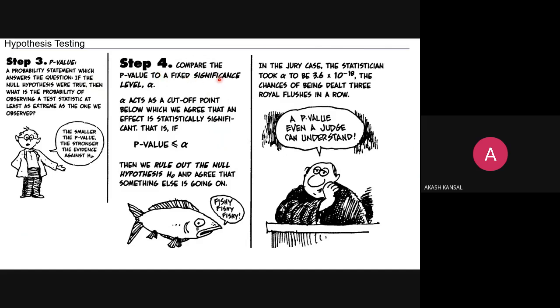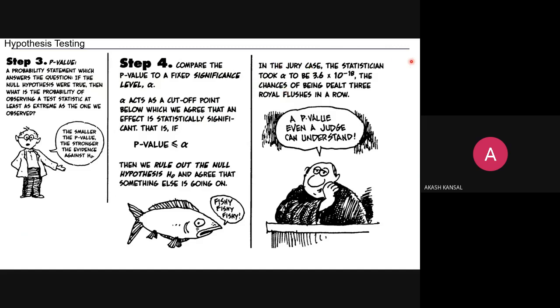The next step is to compare the p-value to a fixed significance level. This is important: the fixed significance level alpha. It is something that is already defined, and it acts as a cutoff point below which we can reject or accept a null hypothesis.